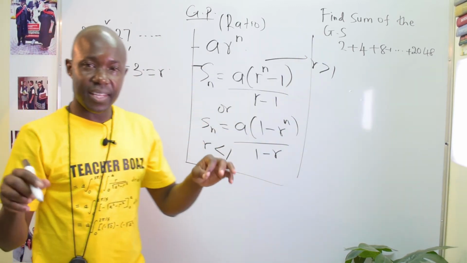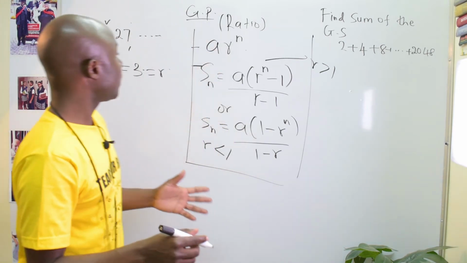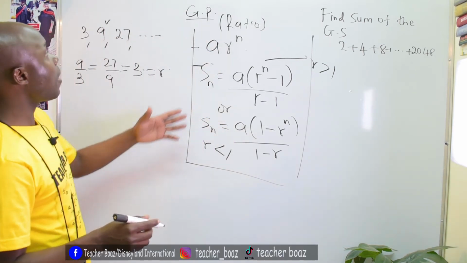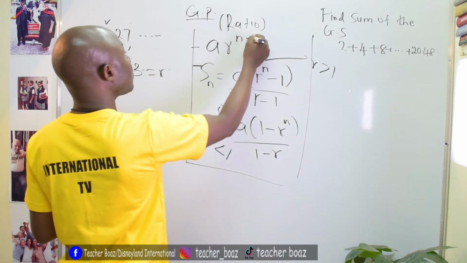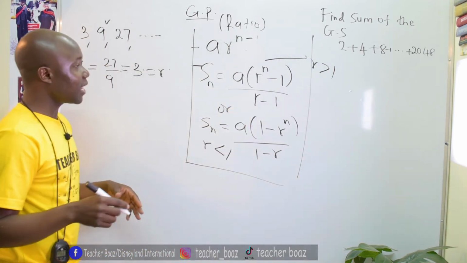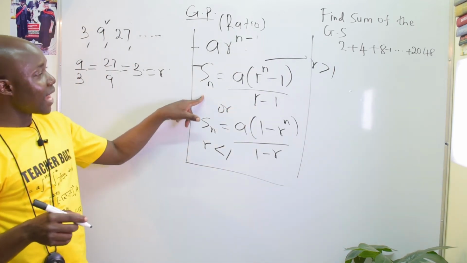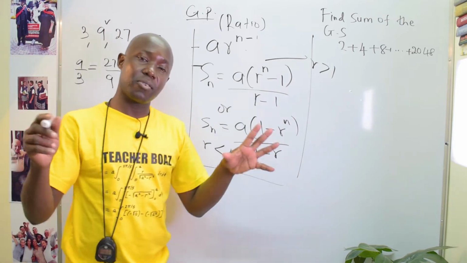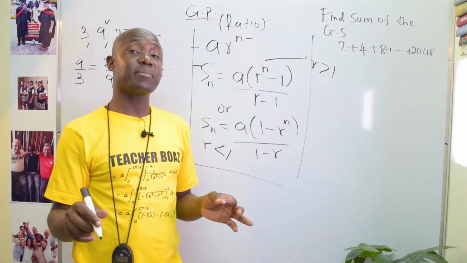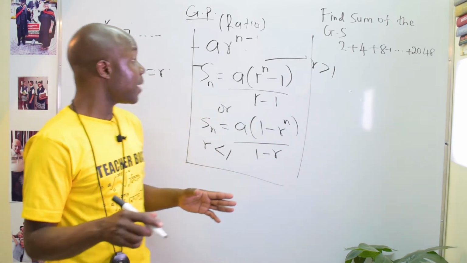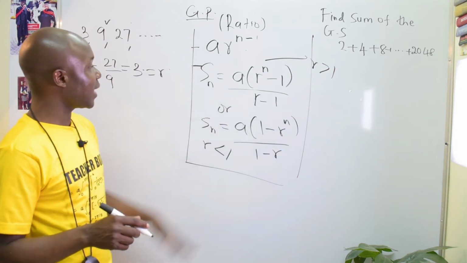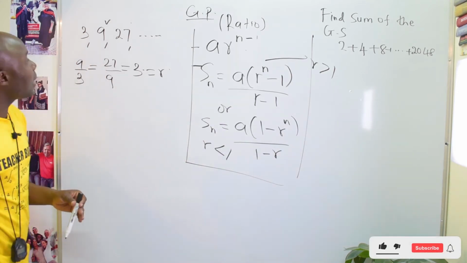That the nth term is a r power n minus 1. The power always reduces by 1. You see, as you work it throughout, you keep moving to the next step. Then the sum of the terms, a into r power n minus 1 over r minus 1. That means when r is greater than 1. But if r is less than 1, you do the other way around. Now let me give you an example.